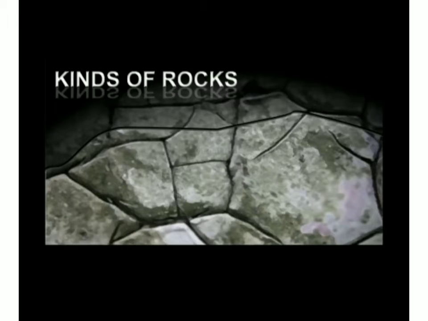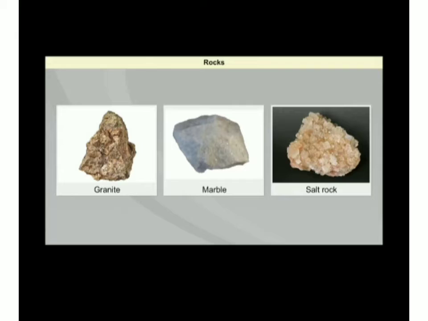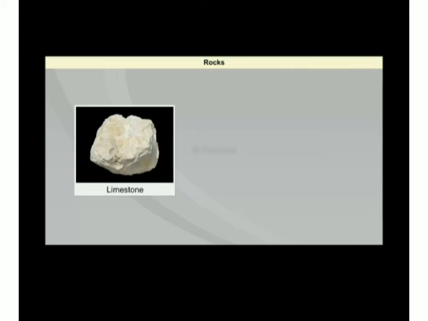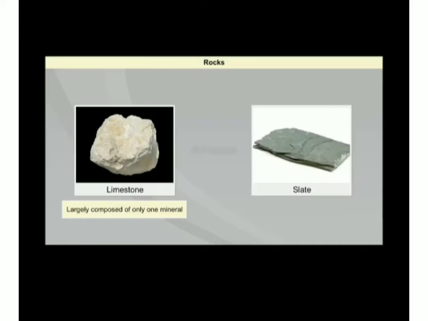Kinds of rocks. Rocks are natural deposits that form the solid part of the earth. Rocks may be as hard as granite or as soft as clay. Some rocks, like limestone, are largely composed of only one mineral, while others, like slate, are composed of many minerals.